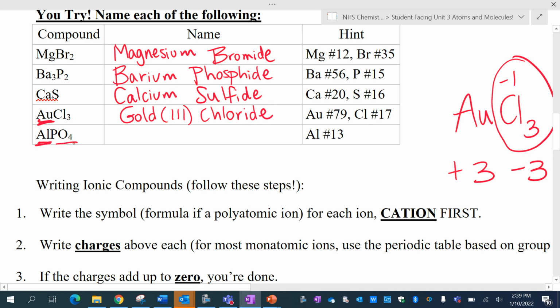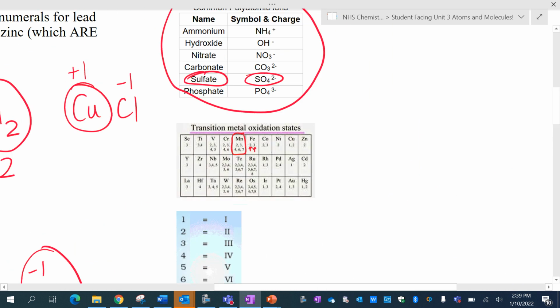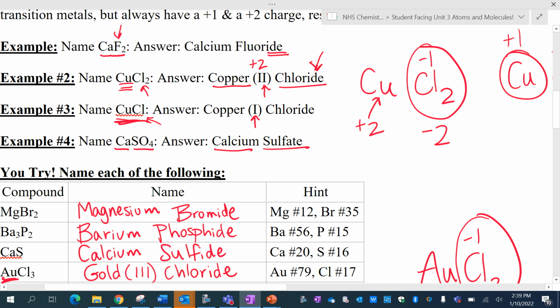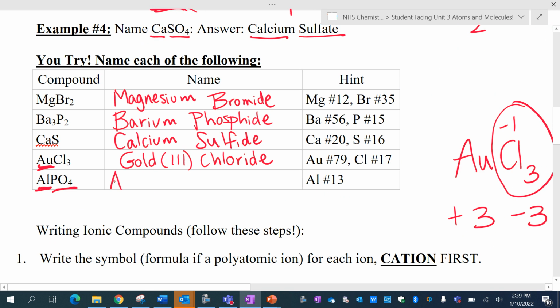And this bottom one, AlPO4. PO4 is one of the special 6 polyatomic ions named phosphate. So we would call this one aluminum phosphate.